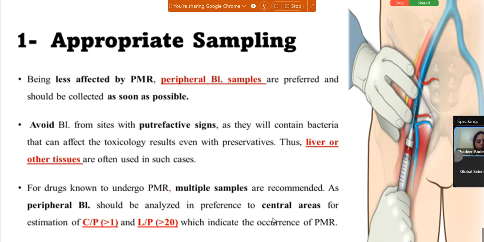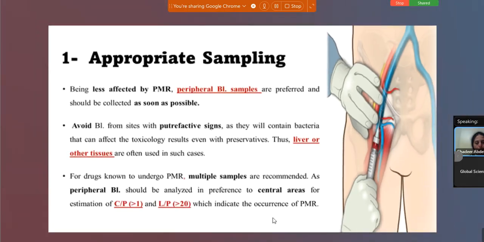For drugs known to undergo postmortem redistribution, multiple samples are recommended, as peripheral blood should be analyzed in preference to central areas for estimation of the central to peripheral blood ratio and liver to peripheral blood ratio. Actually, C/P ratios more than 1 indicate the occurrence of postmortem redistribution, as well as liver to peripheral blood ratios more than 20.